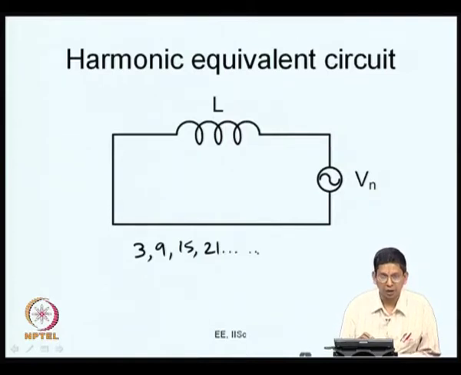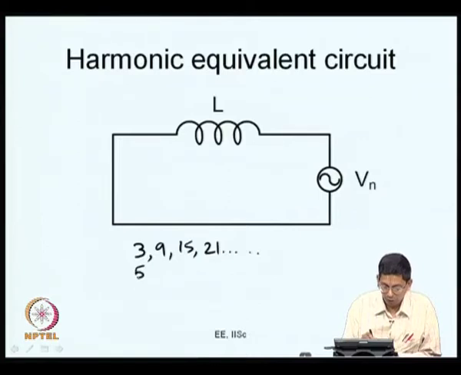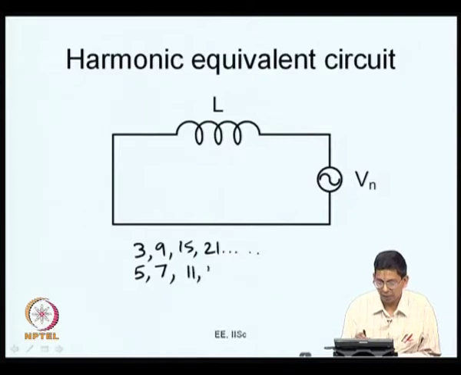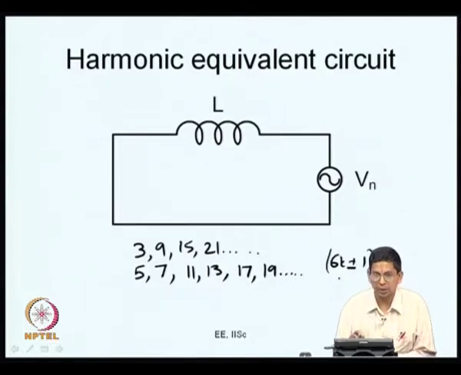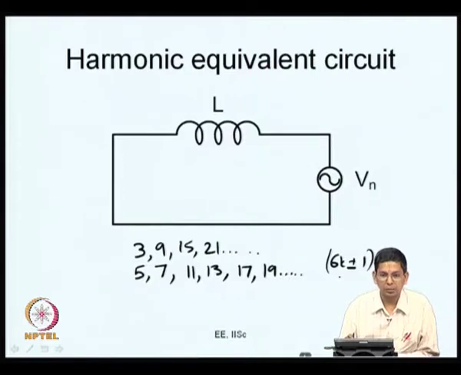Why? Because even if the pole voltage contains 3, 9, 15 etc., the line to line voltage will not contain these. So, that will not get applied on to the motor. On the other hand, we will be worried about harmonic orders 5, 7, 11, 13, 17, 19 etc. These are all basically 6k plus or minus 1, where k is a positive integer. So, 5, 7, 11, 13 etc. These are the harmonics which will cause you trouble.